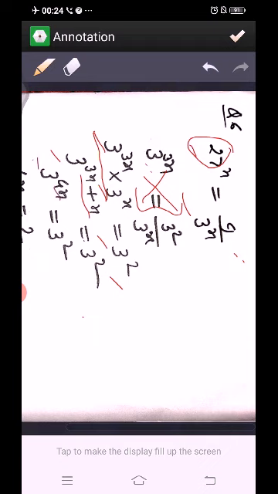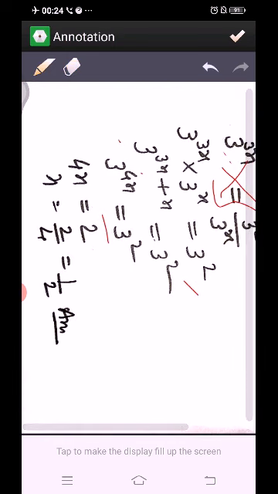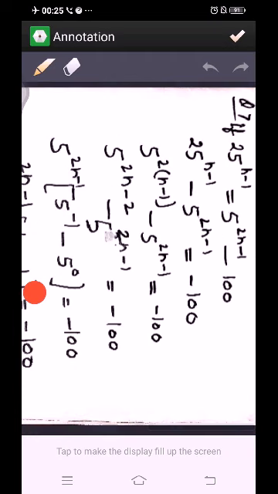Now we can see here bases are same, then powers will be equal. So we can say 4x equal to 2. So x equal to 2 upon 4, that is 1 upon 2. Let us take question number 7.